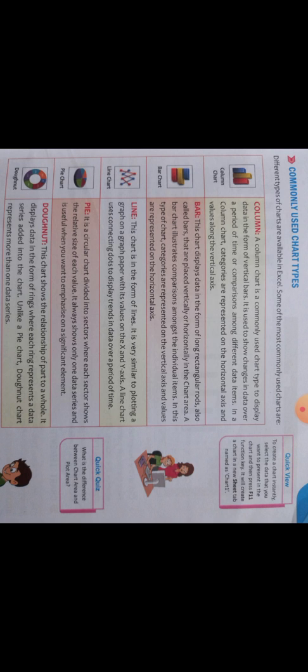In this type of chart, categories are represented on the vertical axis and the values are represented on the horizontal axis. Just here we need to feel the difference between column and bar chart. In a column chart, categories are represented on the horizontal axis, whereas in a bar chart, categories are represented on the vertical axis. And in a column chart, values are represented on the vertical axis, but in a bar chart, values are represented on the horizontal axis. This is the difference that lies between column chart and bar chart.